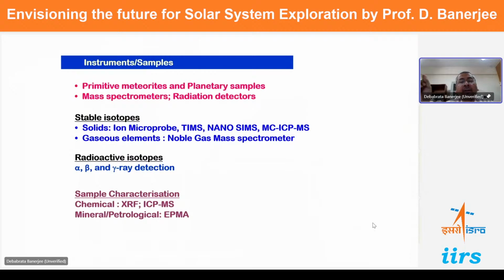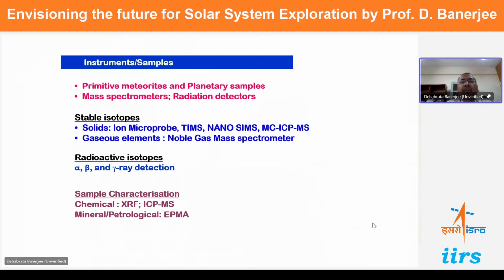But there are other ways. Once you bring back the samples, there are other ways and instruments which help us understand how the early solar system formed and evolved. For this, you need primitive meteorites. Meteorites have come from asteroids, but as I said, we don't know the link. So they've come from asteroids, and also from sample return objects.